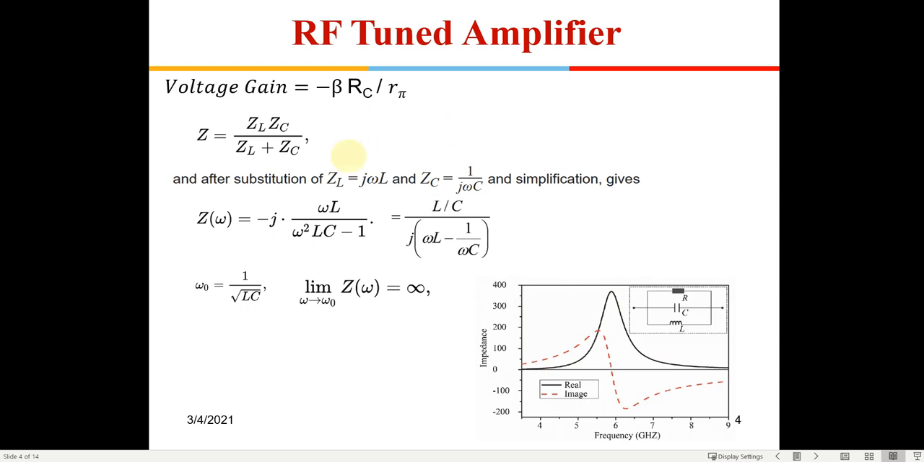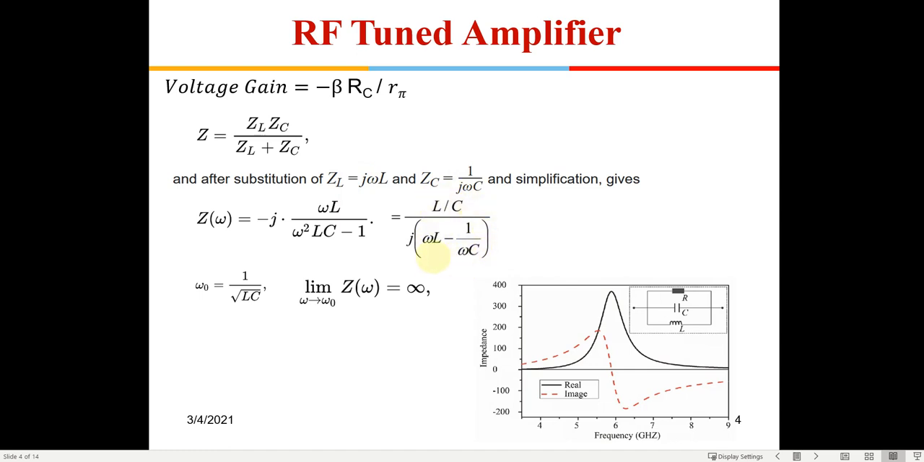Now ZL is nothing but j omega L, which we studied in our basic electrical science, and ZC is given by 1 by j omega C, right? If you substitute these two, the impedance we get is L divided by C into j, L omega by 1 by omega C, right? This is just replacing ZL and ZC by j omega L and 1 by j omega C. So you get this figure.